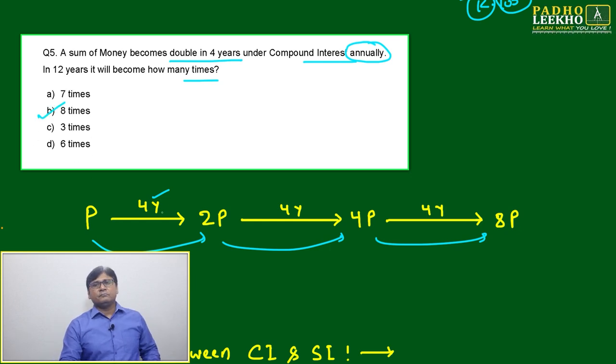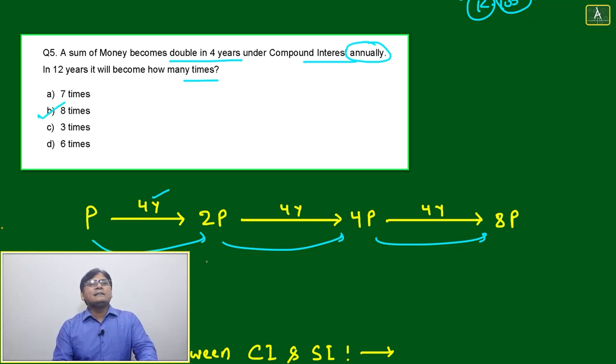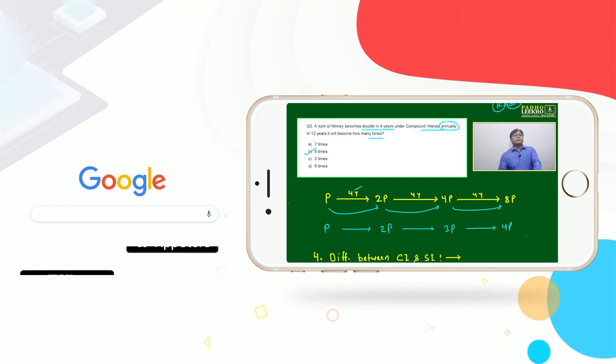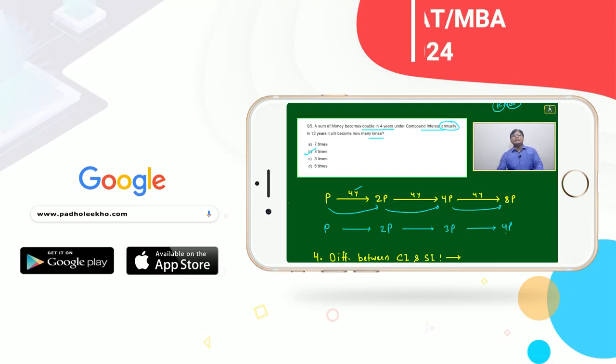Total 12 years, it will become how many times? 8 times. Very simple. If it is SI, then how much time will it take? Just suppose if it is simple interest, it will become 2P, then 3P, then 4P. That means under SI, in 12 years it will become 4 times, but under CI, in 12 years it will become 8 times.